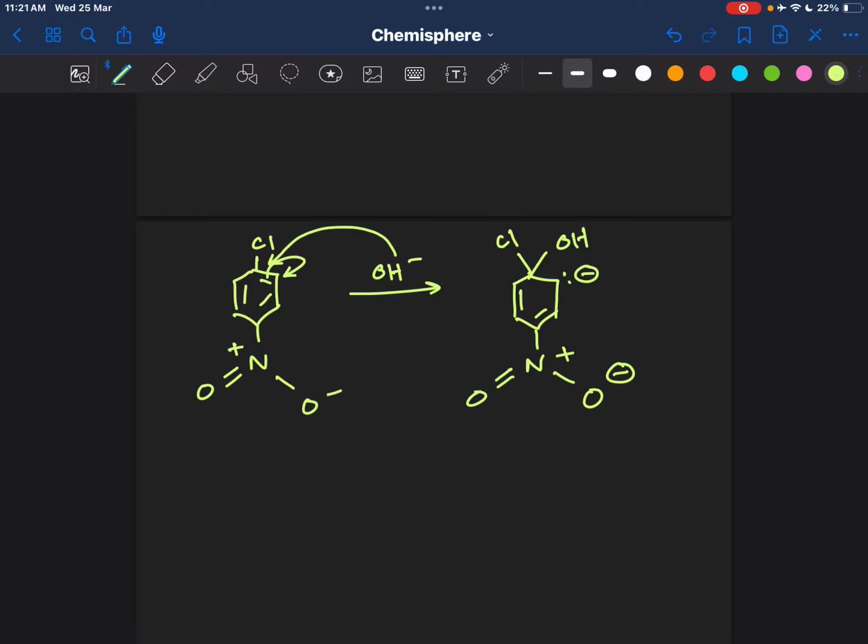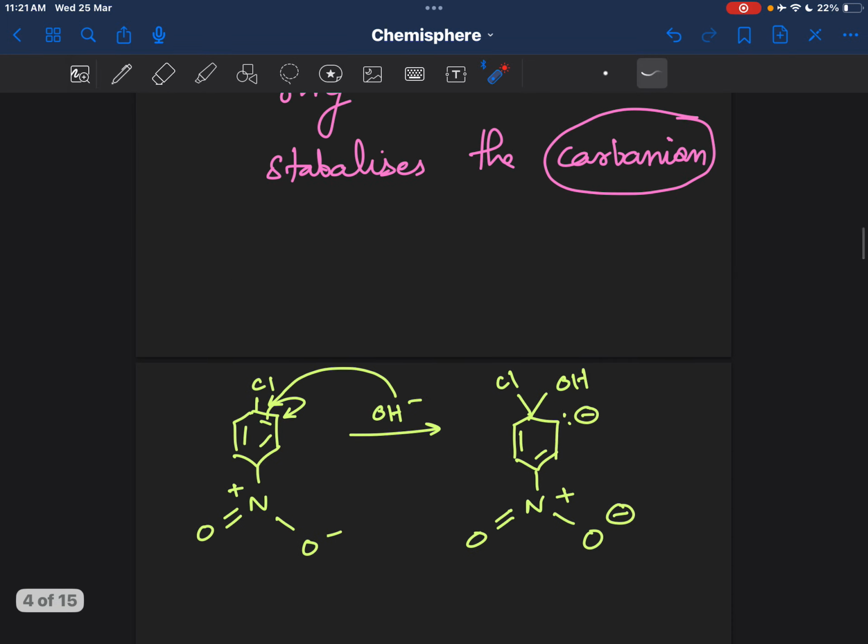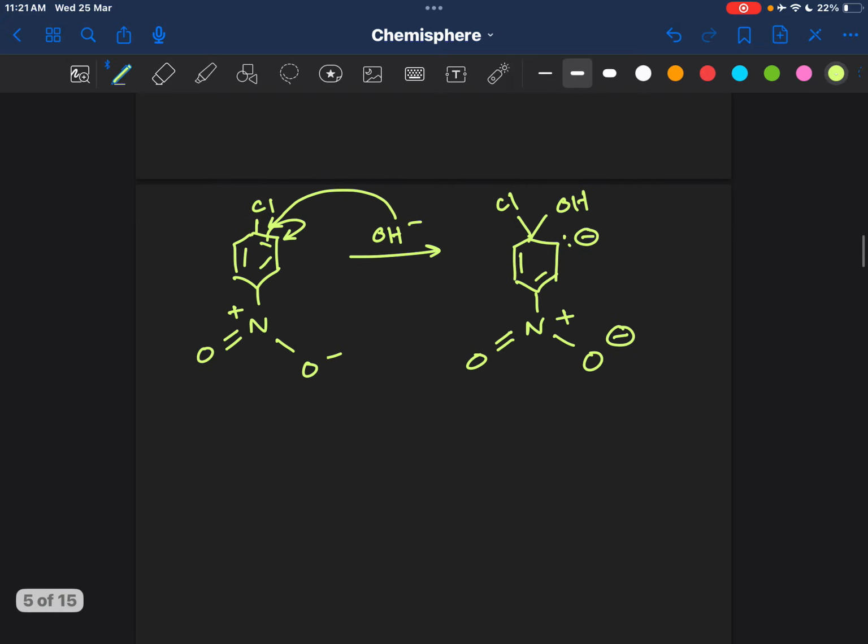So can you see, because of the attack of OH minus, we have created a carbanion. What are carbanions? You know, having negative charge on a carbon atom. So this is the carbanion I'm talking about. So this group stabilizes this carbanion. We'll see how. Okay, so now what will happen, you can see these electron pairs will become a double bond, and this can become a negative charge here.